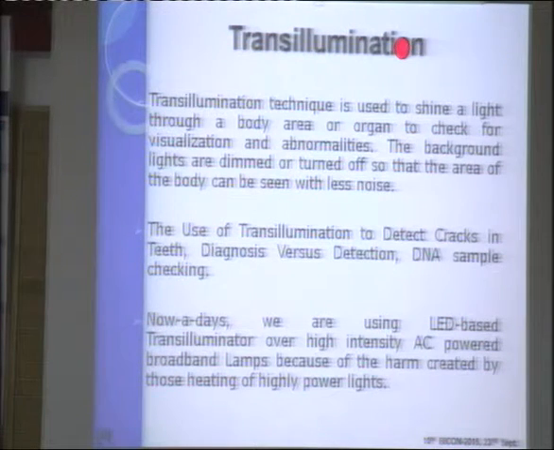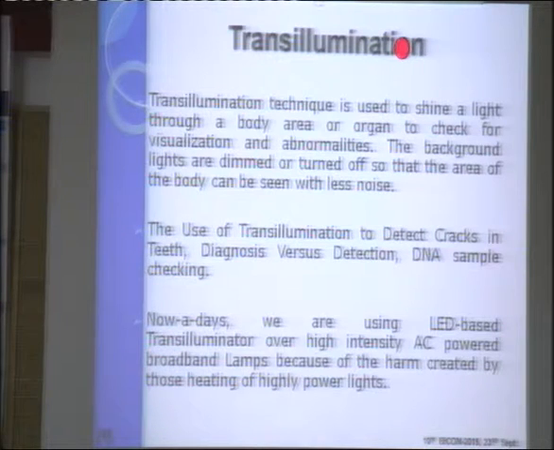transillumination technique is used to shine light through a body or organ to check for visualization or abnormalities. We have many abnormalities, like cracks in teeth, like DNA sample checking. Small things are there. By transillumination, we can visualize these things in a better way. This is a small, very low cost thing that we have designed here.